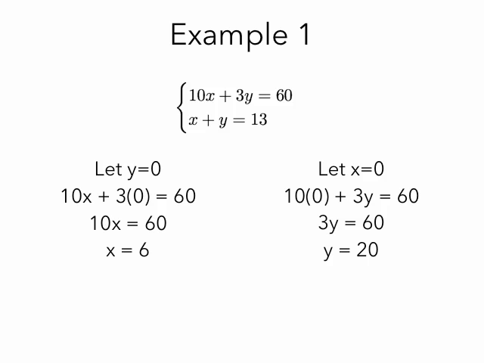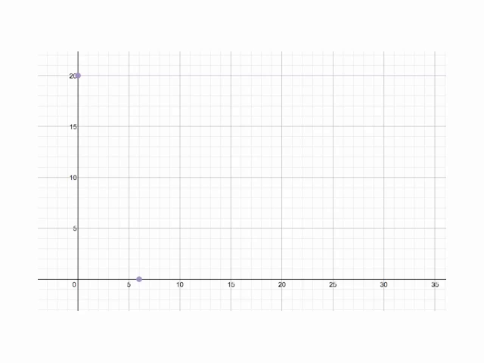So let's take an example here. We've got a system: 10x plus 3y equals 60, and x plus y equals 13. To graph the first one, the 10x plus 3y equals 60, first we're going to find the intercepts. So we let y equal 0. We get 10x equals 60, divide by 10, we get x equals 6. Letting x equal 0, we end up with 3y equals 60, divide by 3, we get y equals 20. So we're going to plot 6 on the x-axis and 20 on the y-axis. We connect those with a nice straight line.